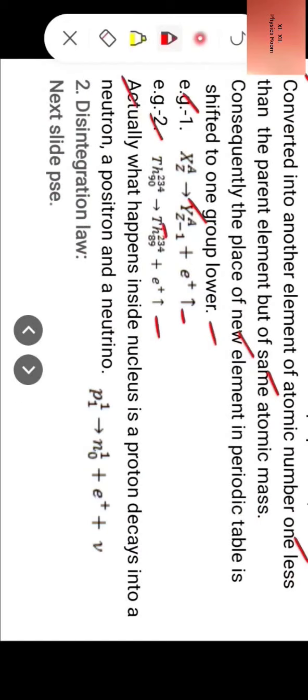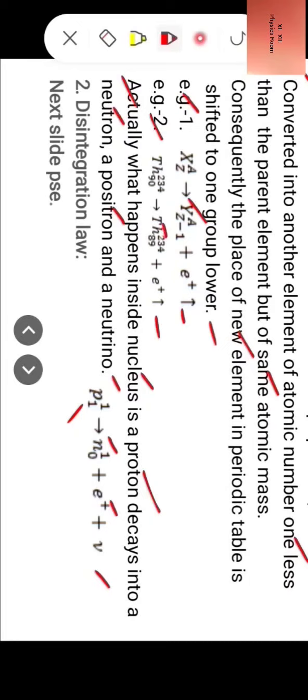Now, actually, what happens inside a nucleus is a proton decays into a neutron, a positron and a neutrino when a radioactive element emits a positron. That is, proton is converted into neutron plus a positron plus a neutrino. So, these are three displacement laws which we are to learn and understand.